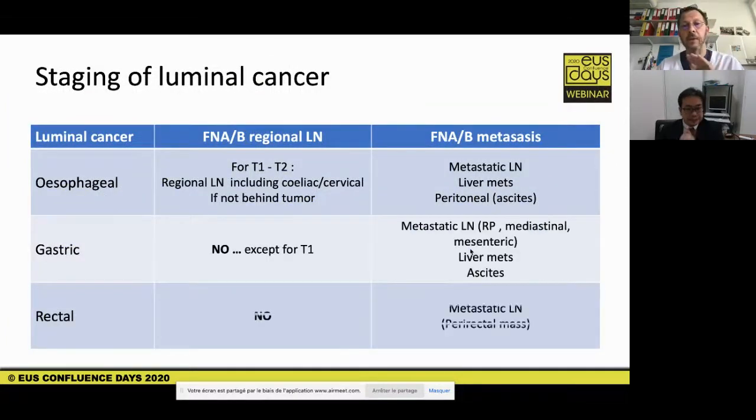Globally, I will be quicker on that. In all situations, whether esophageal, gastric, or rectal cancer, if there are lesions in favor of metastasis, liver metastasis, or metastatic lymph nodes, I will be more keen to do a puncture, also peritoneal, like ascites. However, for the regional lymph nodes for the rectum, there is no indication, and for the esophagus, only limited to T1 and maybe T2, and certainly not if it's behind the tumor, because otherwise the sampling is of no interest.